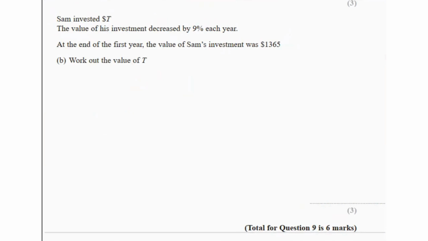Now, this question is slightly different from the ones we've done in the past. In the past, they had given us the initial amount and they've asked us to find the final amount. Now they've given us the final amount and they're asking us for the initial amount. So the formula is still the same.